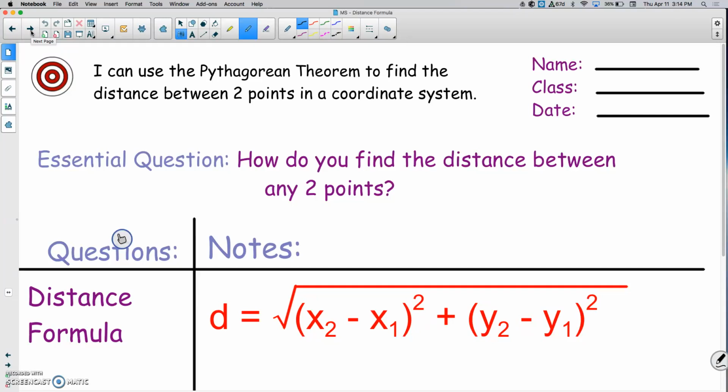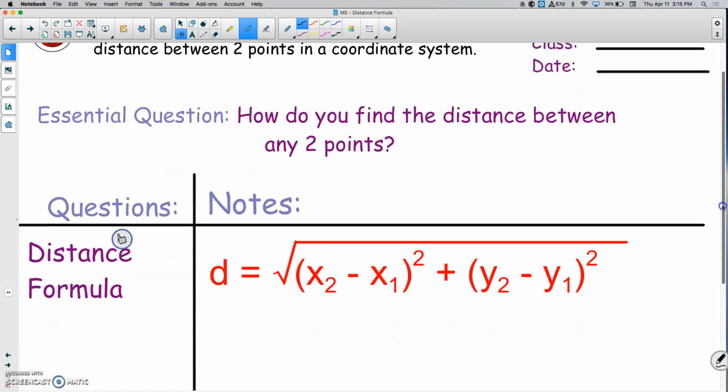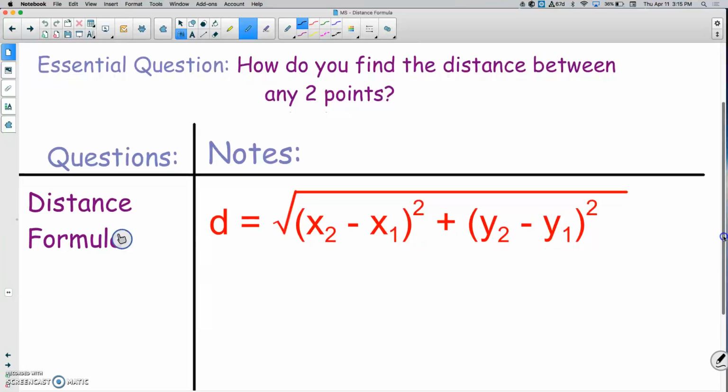This lesson is about the distance formula. Our learning target today says I can use the Pythagorean theorem to find the distance between 2 points in a coordinate system. Our essential question says how do you find the distance between any 2 points?